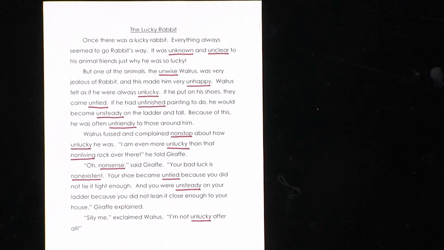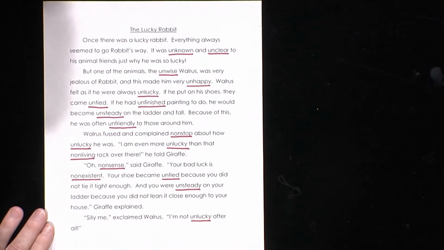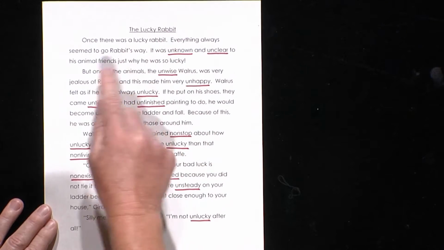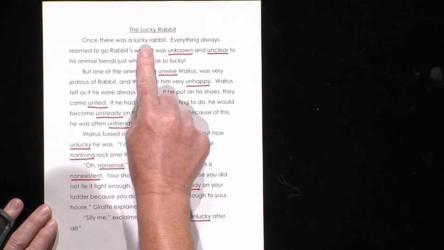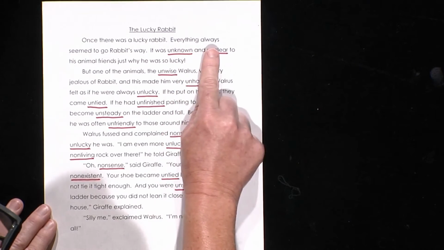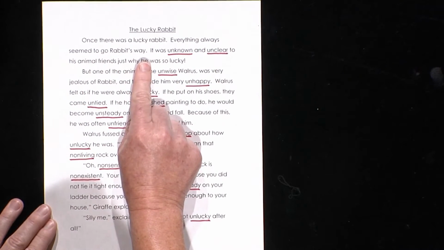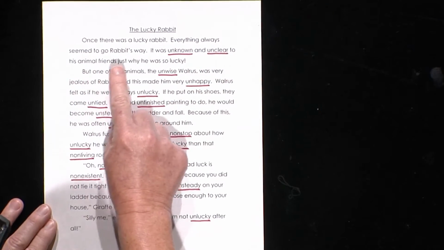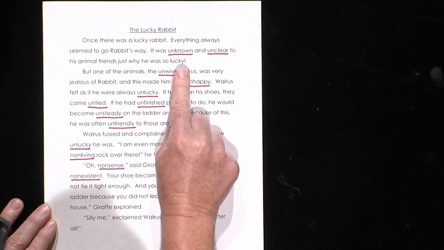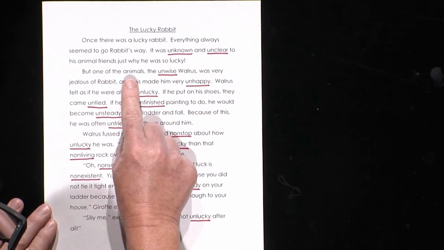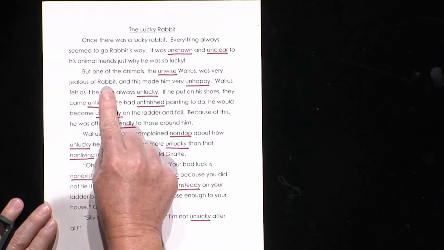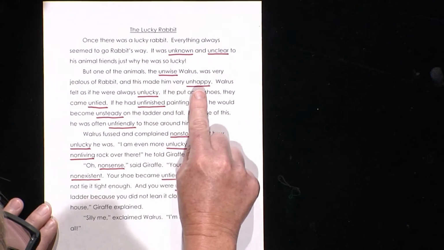Now this time, let's read the story together. Boys and girls at home, I want you to read the story aloud with me. The Lucky Rabbit. Once there was a lucky rabbit. Everything always seemed to go Rabbit's way. It was unknown and unclear to his animal friends just why he was so lucky. But one of the animals, the unwise walrus, was very jealous of Rabbit, and this made him very unhappy.